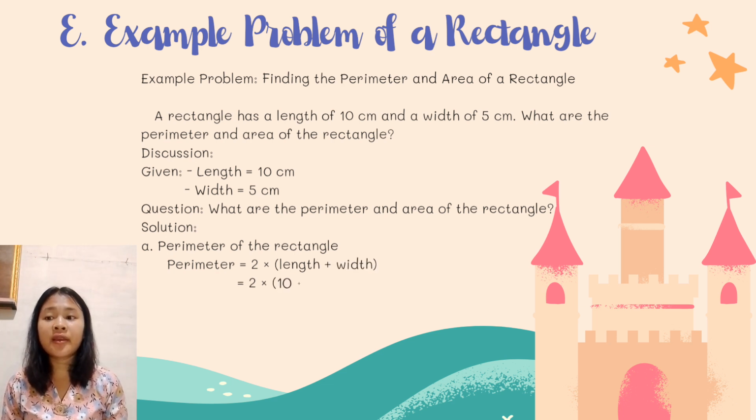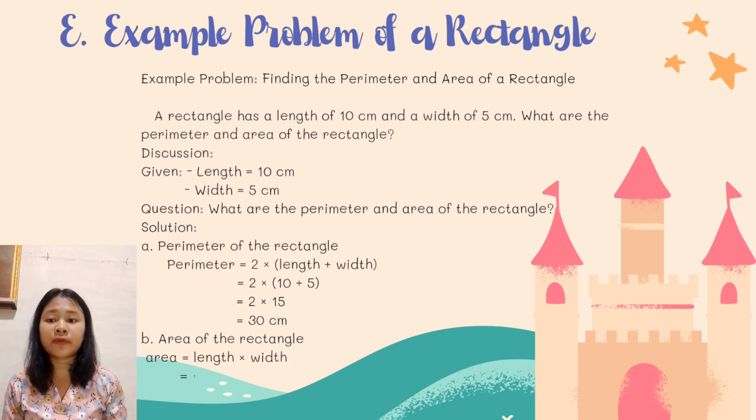Solution. A. Perimeter of the rectangle. Perimeter equals 2 times the sum of length and width. 2 times 10 plus 5, 2 times 15, equals 30 cm. B. Area of the rectangle. Area of a rectangle is length times width. 10 times 5 equals 50 square centimeters.